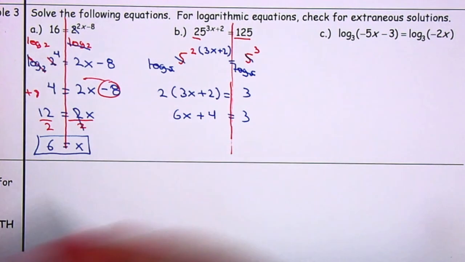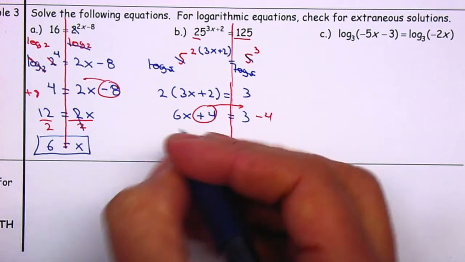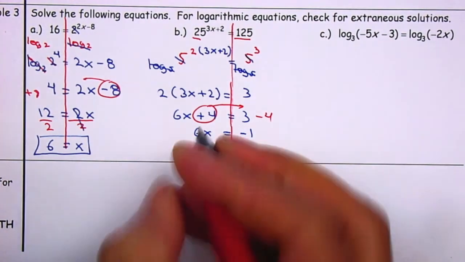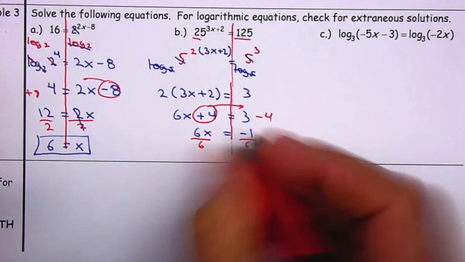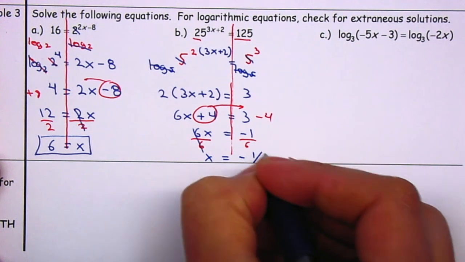I'm going to go ahead and move my 4 to the right hand side, becomes a negative 4. We have 6x is equal to negative 1. I'm going to divide by 6. X is equal to negative 1 over 6.